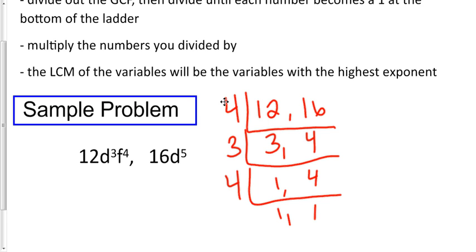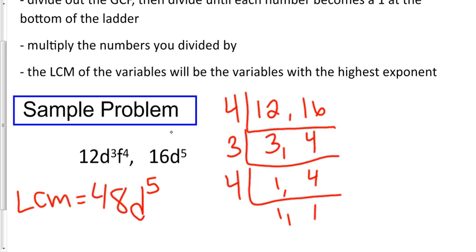4 times 3 is 12. 12 times 4 is 48. So 48 is the coefficient. I look at the variables, the least common multiple of d to the third and d to the fifth. Well, the smallest thing that both will fit into is d to the fifth.